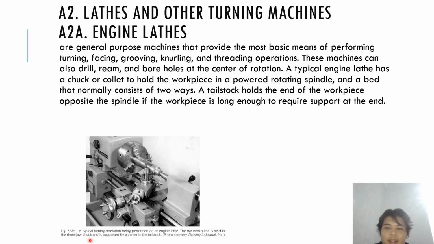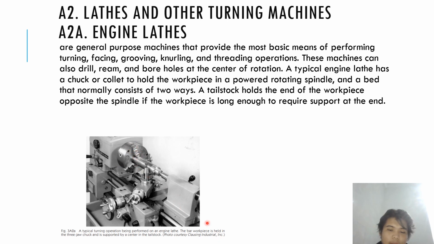A typical engine lathe has a chuck or collet to hold the workpiece in a power rotating spindle, and a bed that normally consists of two ways. A tailstock holds the end of the workpiece opposite the spindle if the workpiece is long enough to require support at the end. So this is an example of the engine lathe. This is the chuck, like we can see in the previous video.